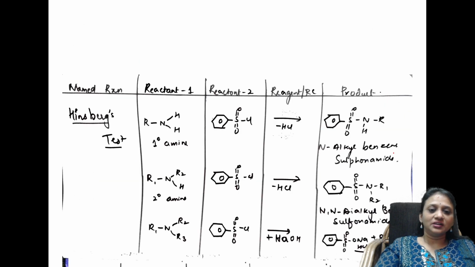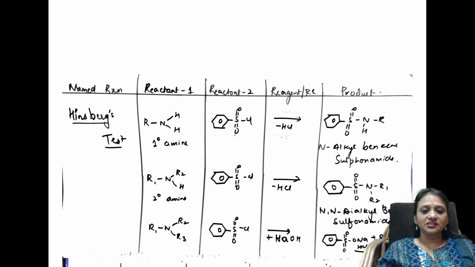Check. One more. Hinsberg reagent test. This is your Hinsberg reagent. It's going to combine with the primary amine with removal of HCl. You'll get N-alkyl benzene sulfonamide. You're removing HCl, one hydrogen, one Cl. Secondary amine also forms N,N-dialkyl benzene sulfonamide.